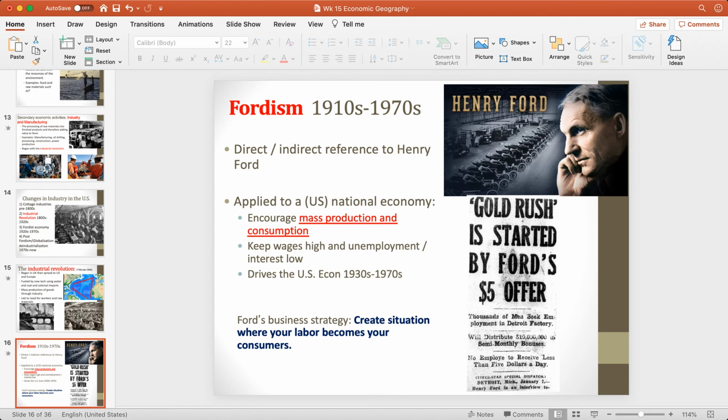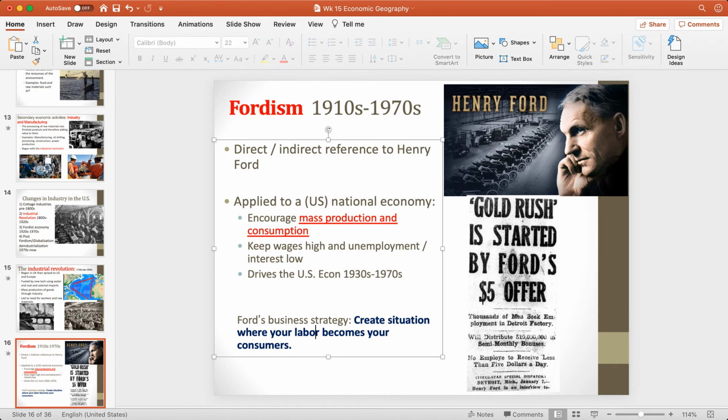It's a direct or indirect reference to him. And it applied to a national economy, so the entire United States. It was an encouragement of mass production and consumption, and he also made it his life's work to make the assembly line more scientific, more efficient, so you could keep prices down. You wanted to keep wages high and unemployment low, which makes sense to us.